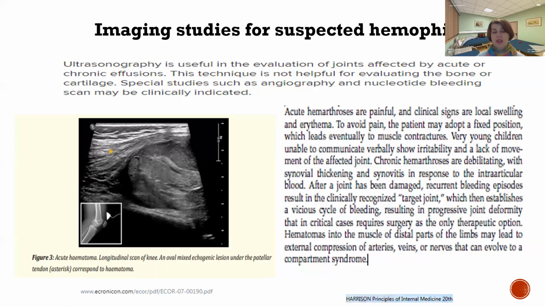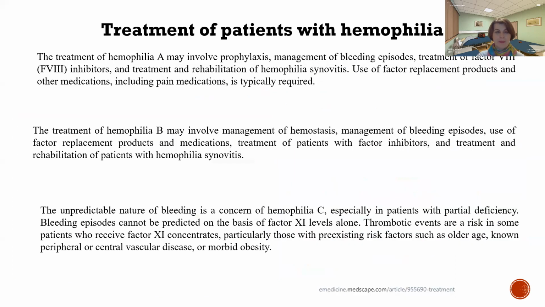which then establishes a vicious cycle of bleeding, resulting in progressive joint deformity that in crucial cases requires surgery as the only therapeutic option. Hematomas into the muscle of the distal parts of the limbs may lead to external compression of the arteries, veins, or nerves that can evolve to a compartment syndrome.